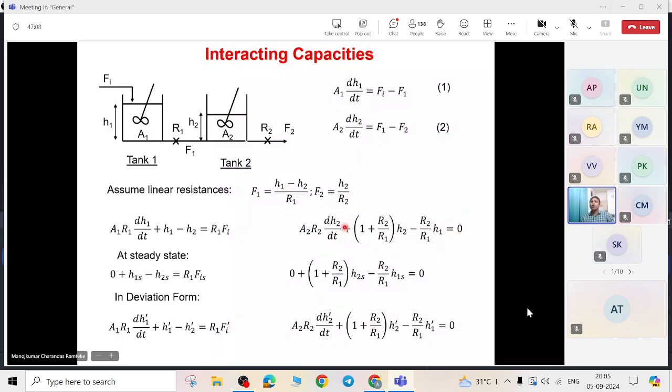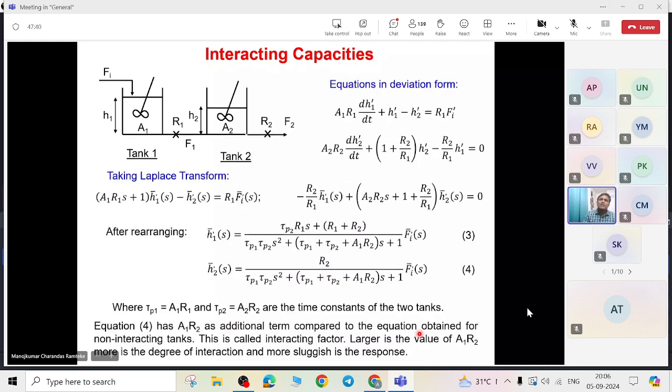If you take both these F1 and F2 on the left hand side, now we can write this equation again at steady state. So at steady state, this term becomes 0. This term becomes 1 plus R2 by R1 H2s minus R2 by R1 H1s, and we can subtract this from the original equation. We get an equation in deviation form, which is nothing but A2 R2 dH2 dash by dt plus 1 plus R2 by R1 H2 dash minus R2 by R1 H1 dash.